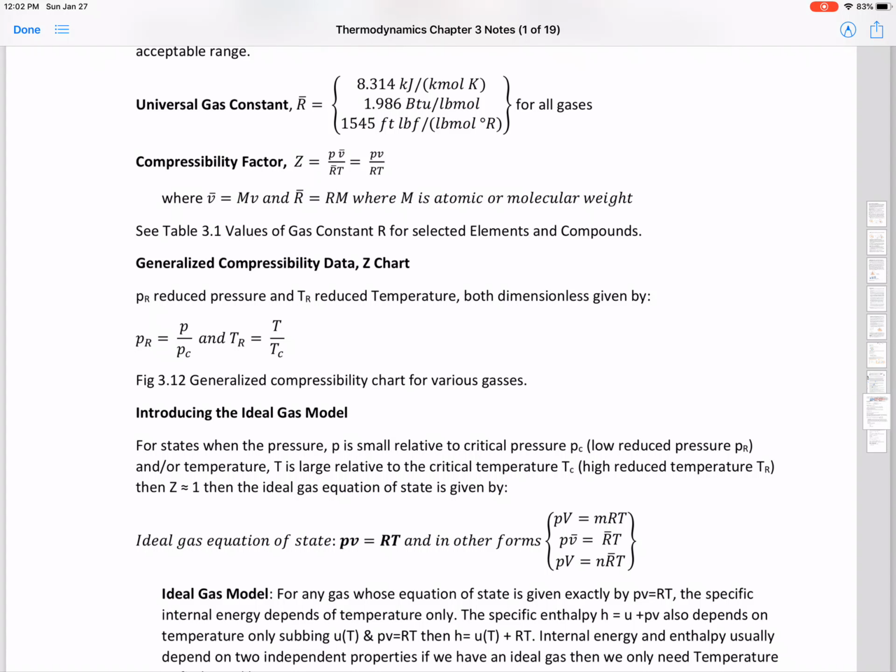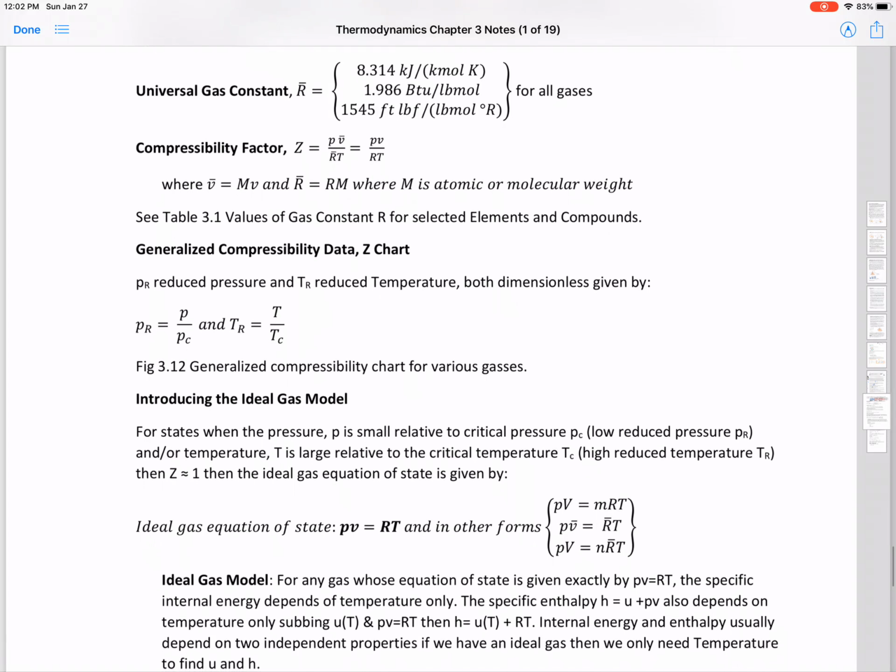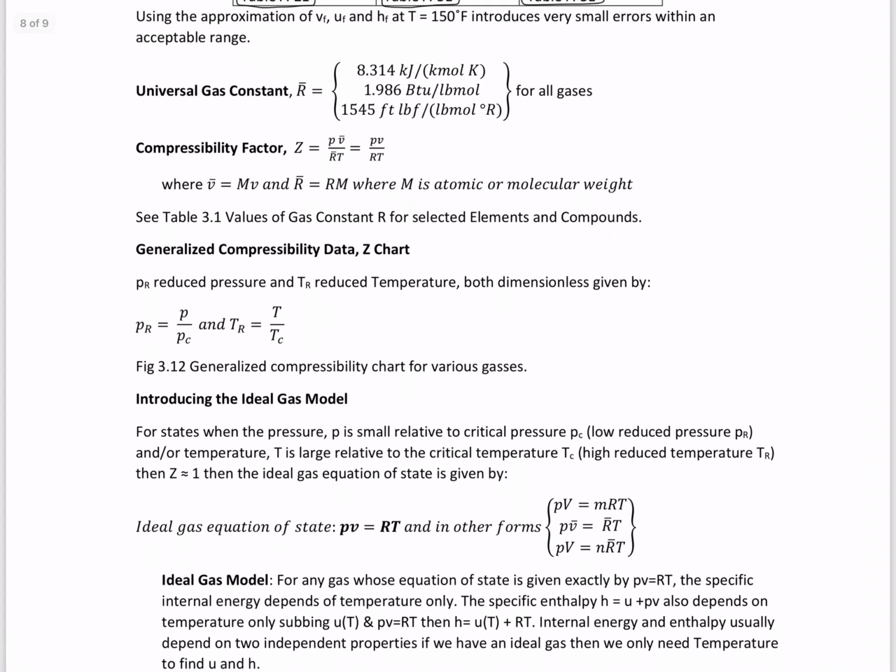Last thing in this chapter that we're covering is the ideal gas model and introducing that. To begin that, we need to start with the universal gas constant. This is the universal gas constant. It's R with the bar over it. And all three of these are used. It depends on what other things you have. But these are the universal gas constant.